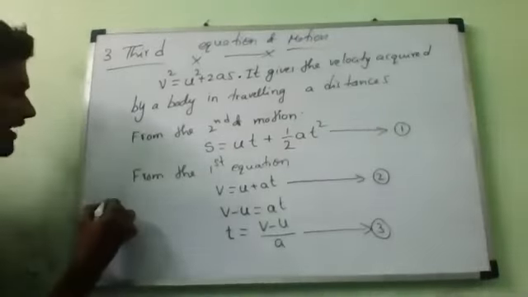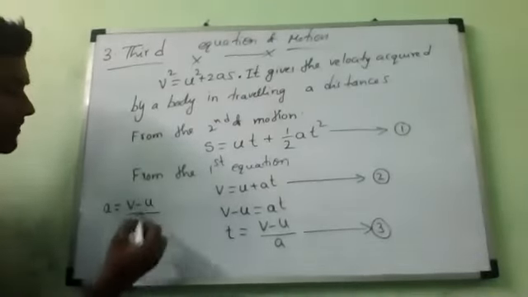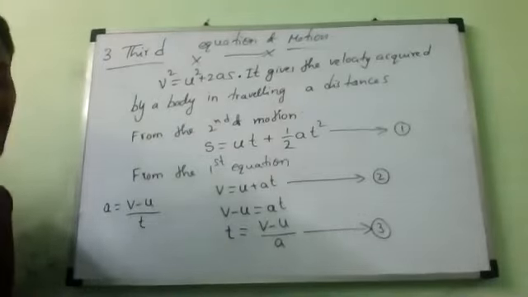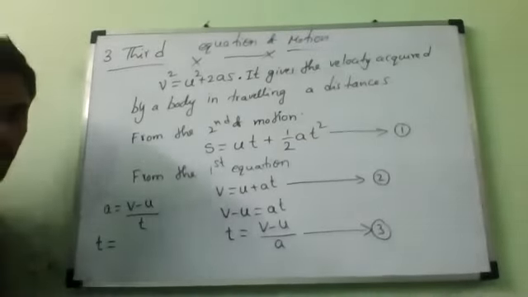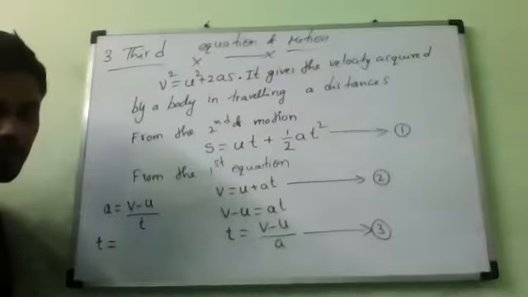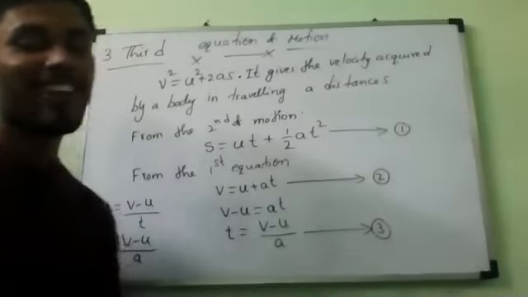Or else you can directly write the acceleration formula. Acceleration is equal to final velocity minus initial velocity by time. From that, t equals what will come? v minus u by a. That's all. Correct or not? Same thing we got here also. That is only the first equation, we modified this as the first equation. Nothing is there.